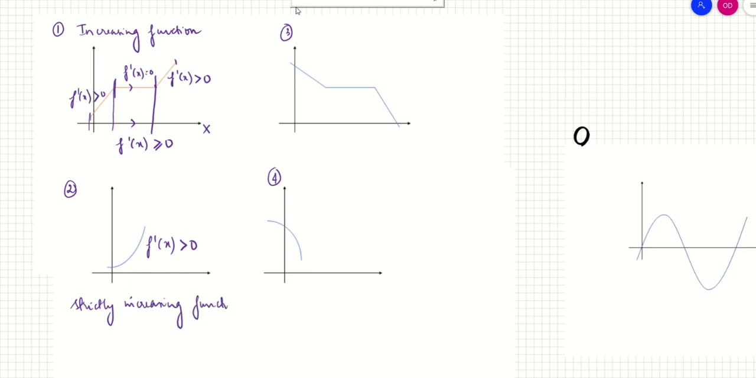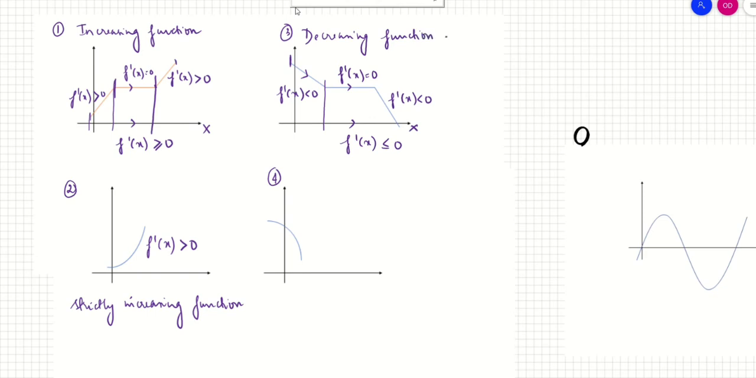Now let's observe graph 3. We observe that from here to this interval, we have f dash of x less than 0. This is decreasing, is that right? Here in between, again, it is parallel to the x-axis, so f dash of x is equal to 0. And after this, we get f dash of x less than 0 again. So to put it together, we have f dash of x less than or equal to 0. So this is an example of a decreasing function.